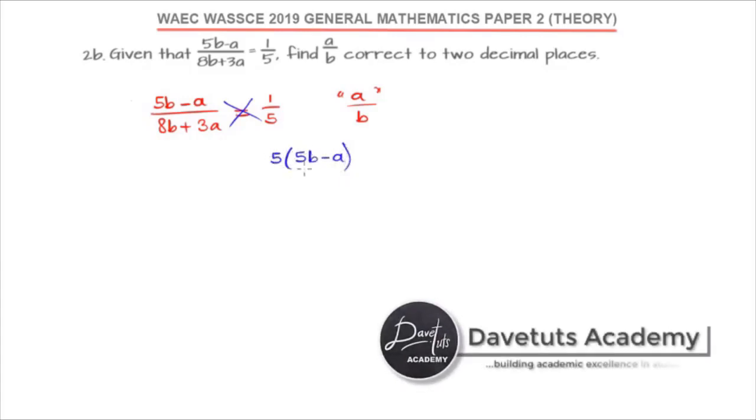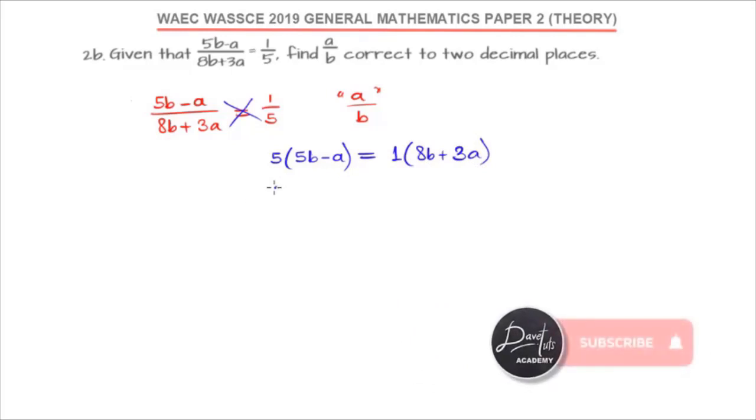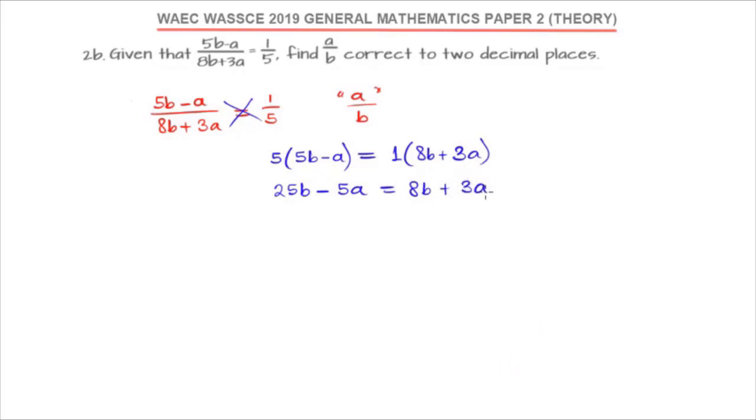So if you cross multiply, we are going to have 5 multiplied by (5b minus a) is equal to 1 multiplied by (8b plus 3a). 5 multiplied by 5b is 25b. 5 multiplied by minus a is minus 5a. 1 multiplied by 8b is 8b. 1 multiplied by 3a is 3a.